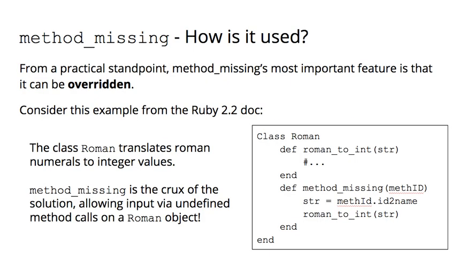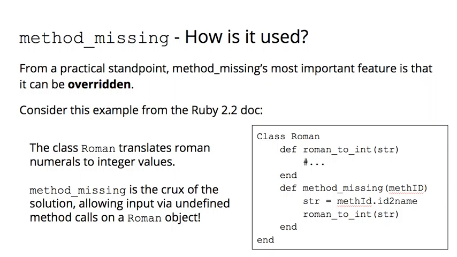So in addition to providing an important default behavior in Ruby, method missing can actually be used in a practical way from a programmer's standpoint. And the way to do that is by overriding it.